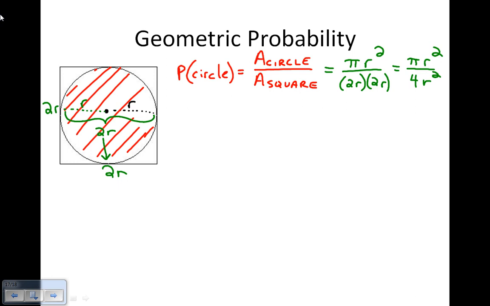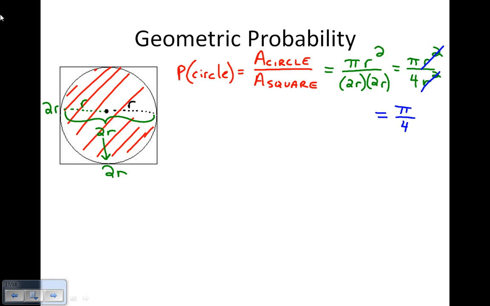Now what's nice about this problem is that even though I gave you no numbers, and we only did it in terms of r, those r's are going to cancel. We have an r squared over an r squared. Those are going to cancel each other out. And my final probability is simply going to be pi over 4. So the probability that it hits the circle is going to be pi over 4. The reason we did this problem is to show you that we don't need to have the numbers in order to solve it. Now let's make this one step harder.